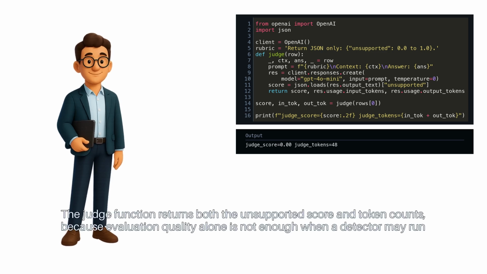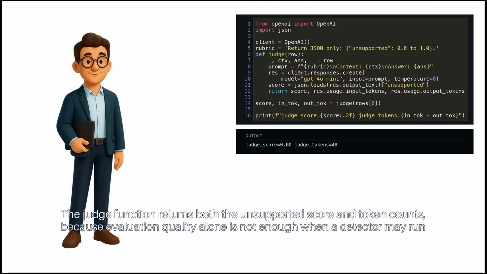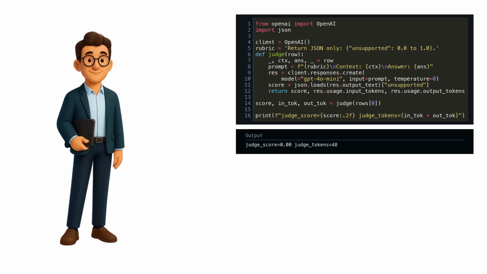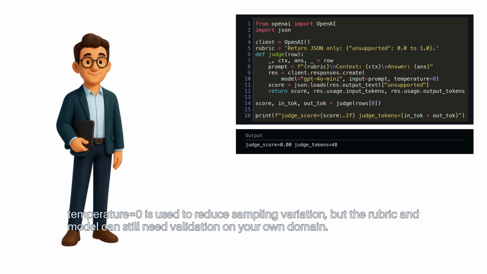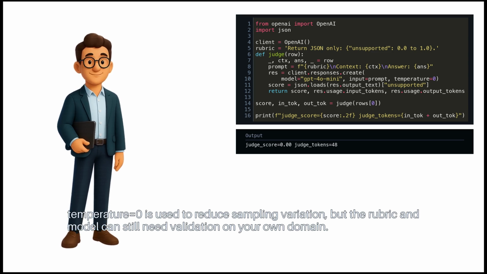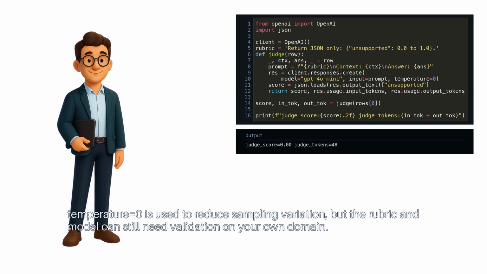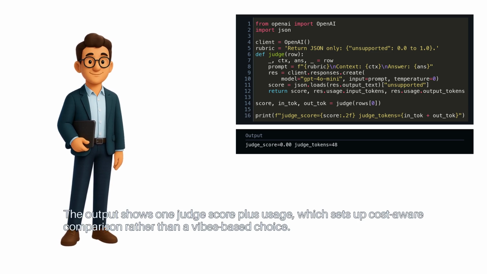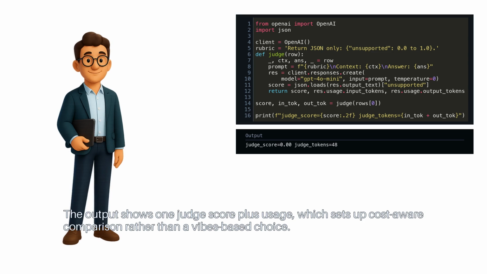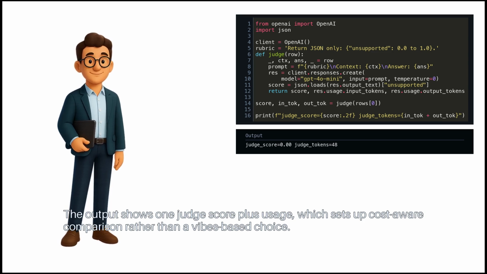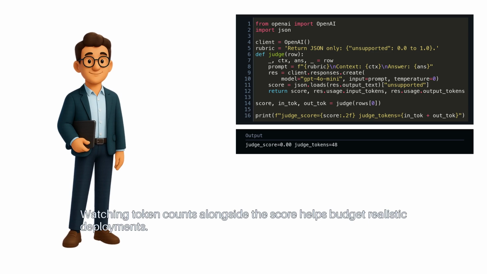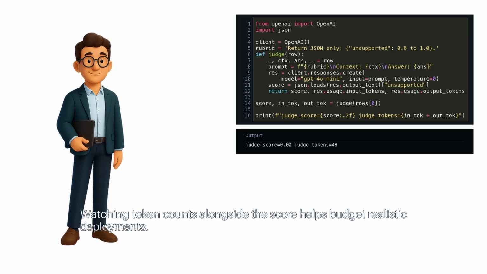The judge function returns both the unsupported score and token counts, because evaluation quality alone is not enough when a detector may run thousands of times. Temperature equals 0 is used to reduce sampling variation, but the rubric and model can still need validation on your own domain. The output shows one judge score plus usage, which sets up cost-aware comparison rather than a vibes-based choice. Watching token counts alongside the score helps budget realistic deployments.